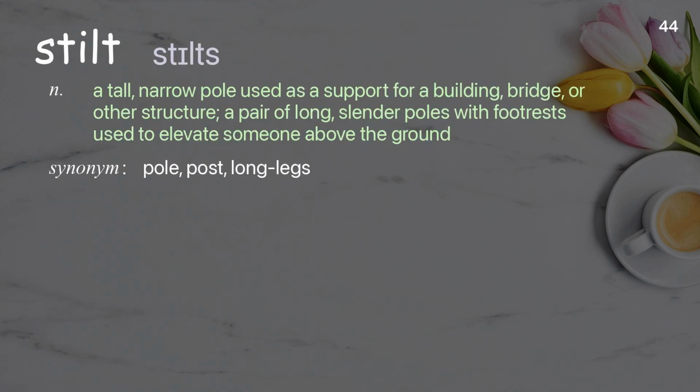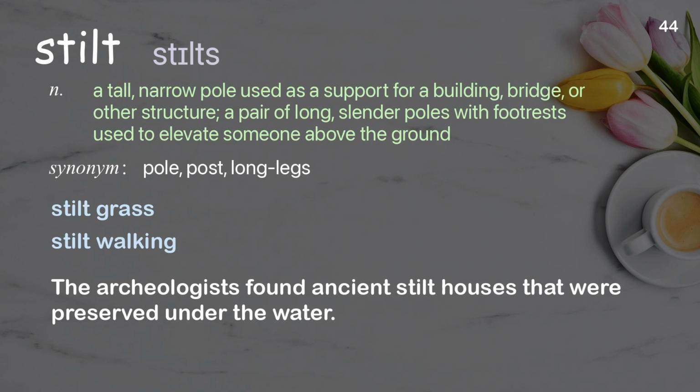Stilt. A tall, narrow pole used as a support for a building, bridge, or other structure. A pair of long, slender poles with footrests used to elevate somewhat above the ground. Examples: Stilt grass, stilt walking. The archaeologists found ancient stilt houses that were preserved under the water.